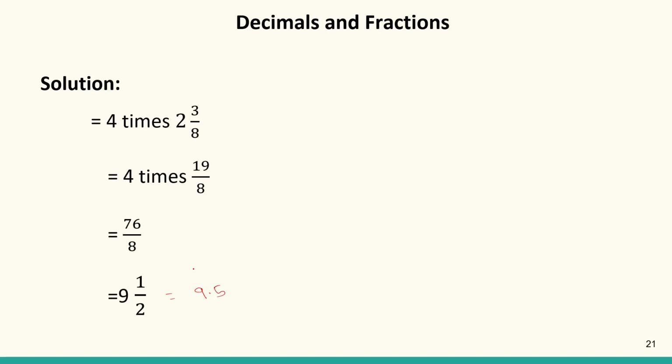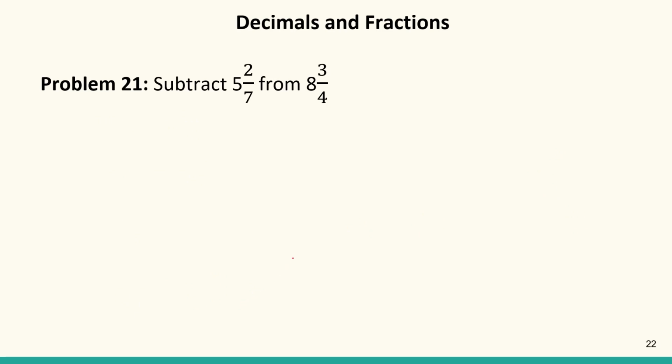If we convert this to decimal form, that is 9 whole and 1 by 2, which is actually 19 by 2. Here 2 into 9 is equal to 18, leaving 1, and then 2 into 5 is 10, so that is why 19 by 2 is equal to 9.5. So this is the answer. Let's go forward to the next question.